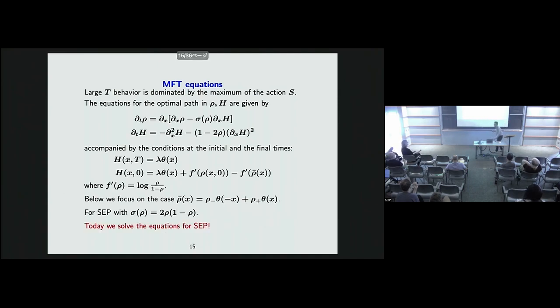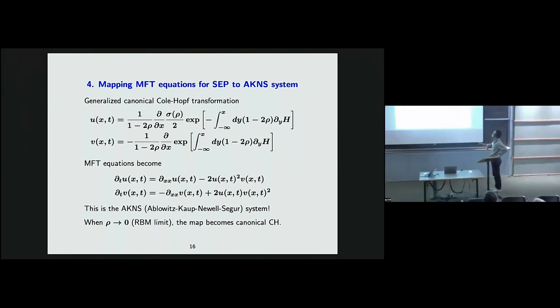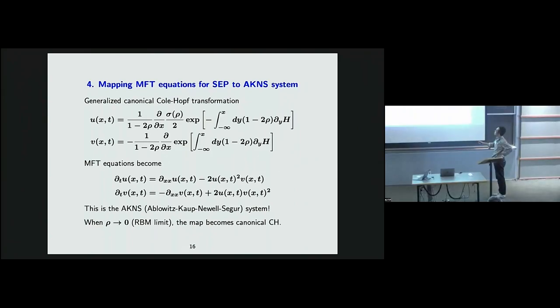Thank you. Okay, but today I want to show how this MFT equation can be solved also for the case of SEP. This is almost identical to the previous one, only this part is different. In fact, the solution is rather simple once you know it. We found a kind of generalization of this canonical Cole-Hopf transformation in this way. We define two new variables, small u and small v, in terms of the variables rho and h which appeared in the MFT equations.